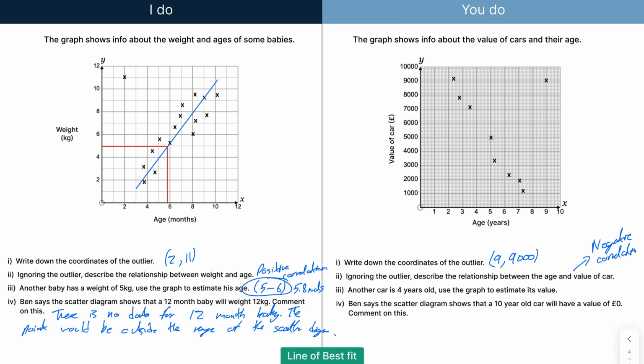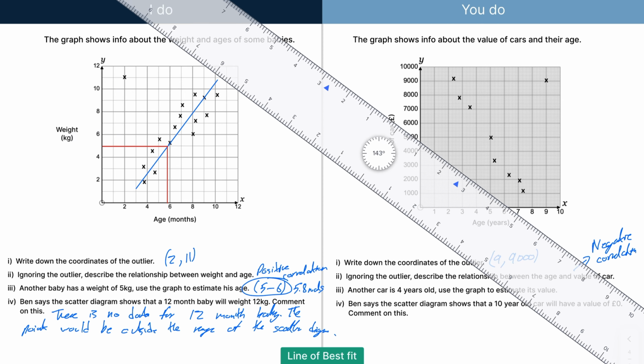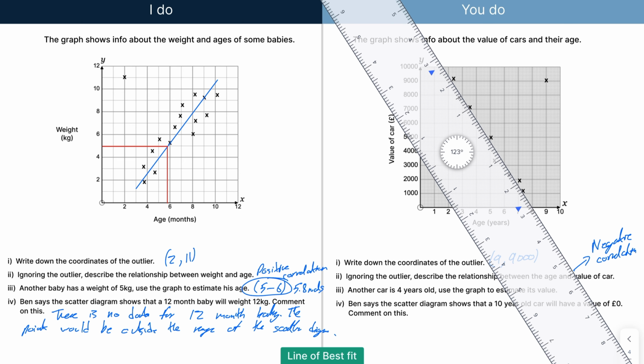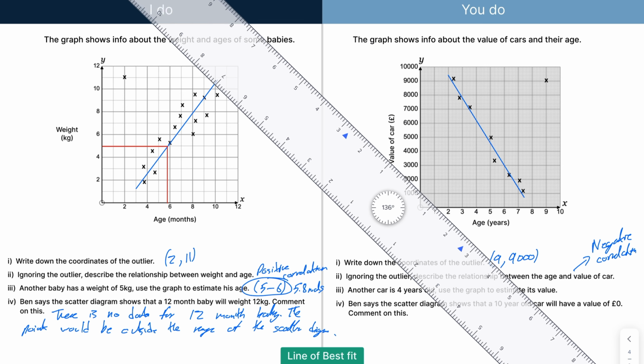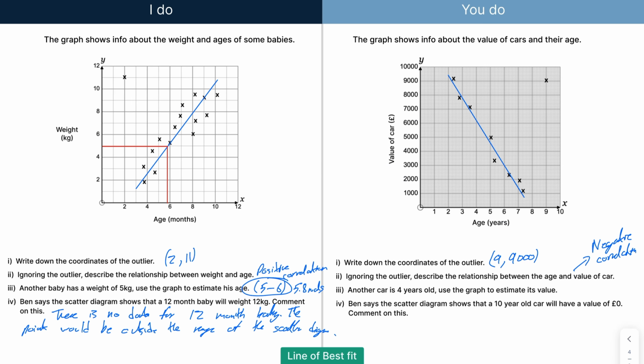Another car is 4 years old. Use the graph to estimate its value. So we're going to draw a line of best fit. Now you do get marks for drawing this, so it's important that you do draw this line. So there's my line. It's also worth mentioning that I have linked the slides to this in the comments below, so you can print them off. So there's my line of best fit.